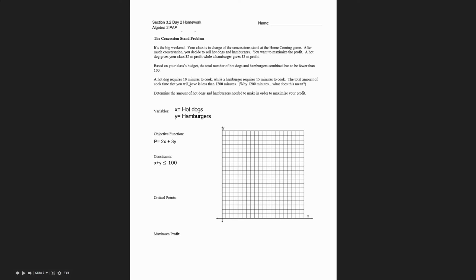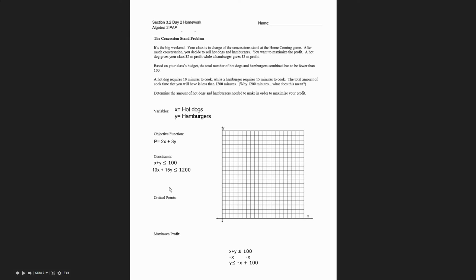The time constraint: 10 minutes for each hot dog, while you also have 15 minutes for each hamburger. Combined, the amount of time for making all of them has to be less than 1,200 minutes. So the 10x comes from 10 minutes for each hot dog, and 15y comes from 15 minutes for each hamburger. It has to be less than or equal to 1,200 minutes. Then, after you have these, you're going to want to solve for y, so you can plot lines to find your feasible region.